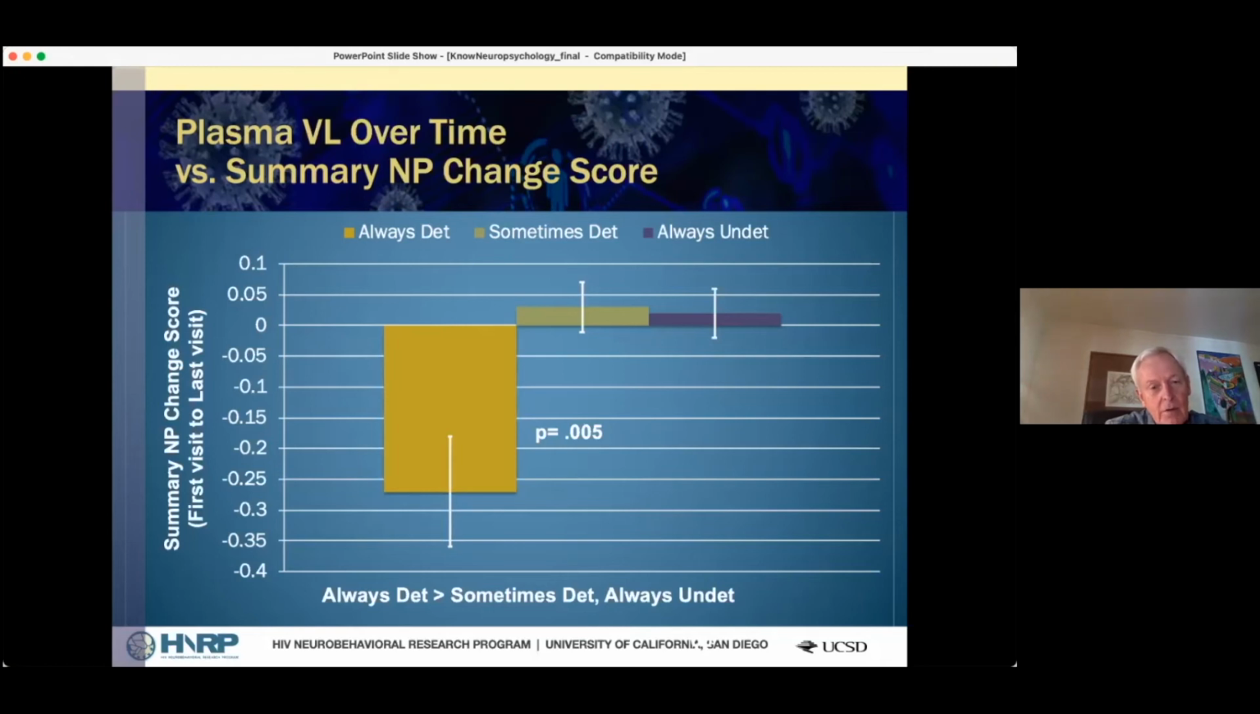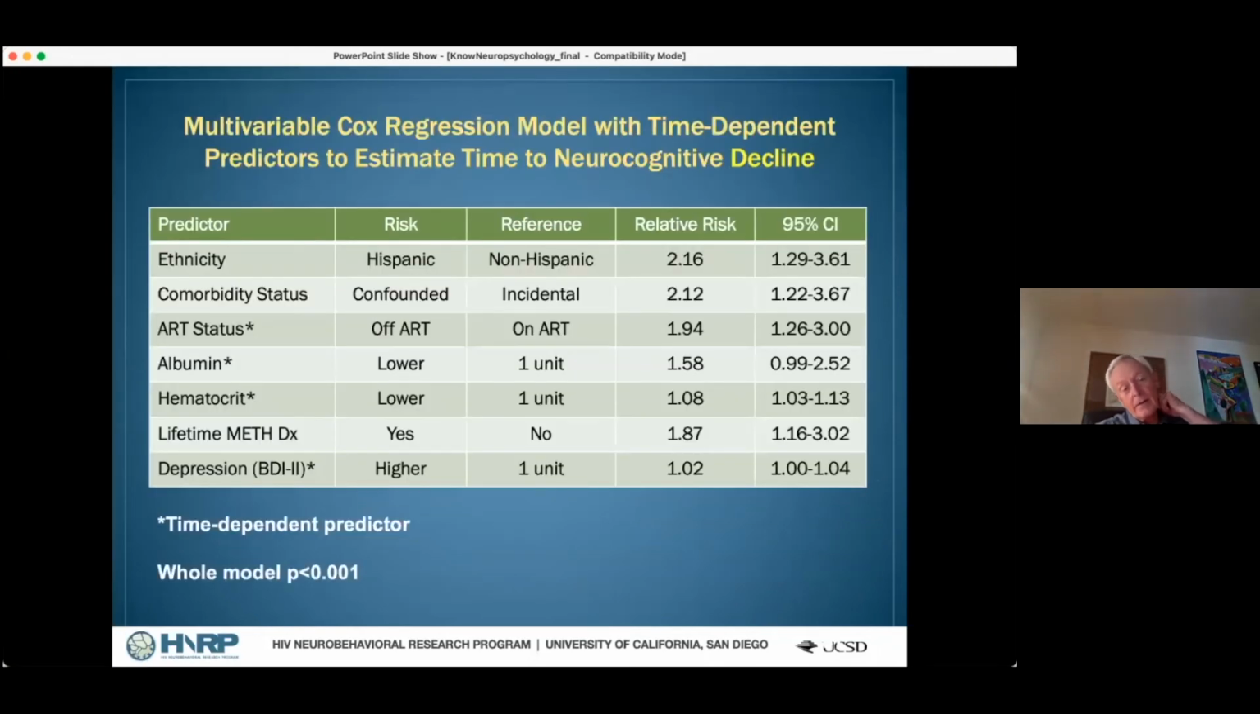And next, we looked at all the things that might also predict decliner status. Here we're looking for time-dependent predictors that have asterisks, and we're estimating time to neurocognitive decline.